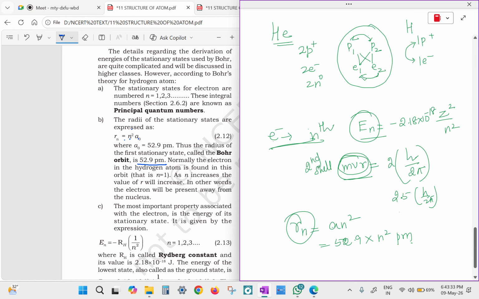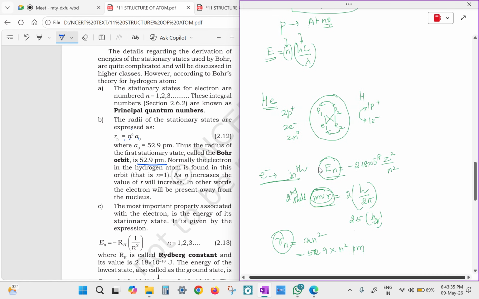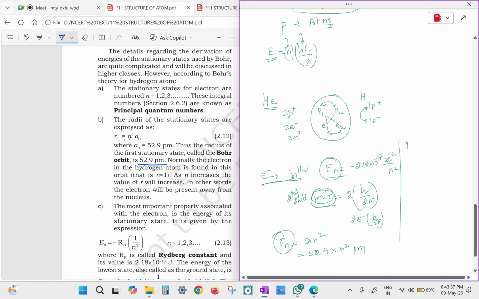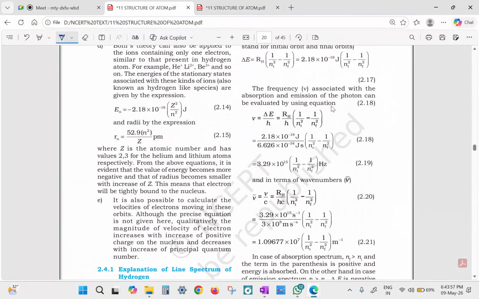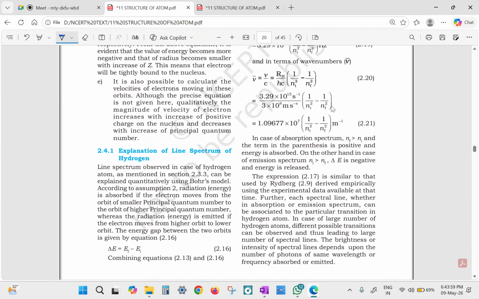Is it okay? So if you substitute n is equal to 1, you get some values of the three quantities. If it is n is equal to 2, a different set of values. That means in between the two, there are infinite values. Those are not allowed. Are we clear? Yes, ma'am. Okay. Then, now, this is the explanation for the line spectrum of hydrogen.